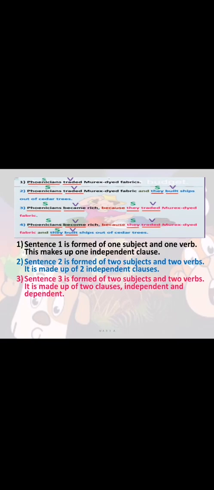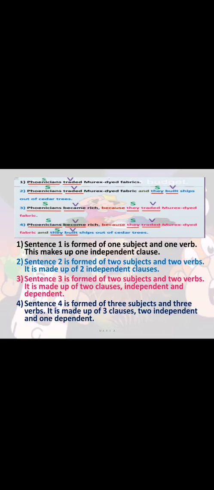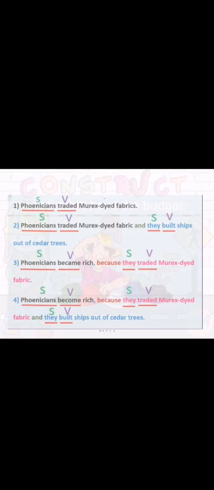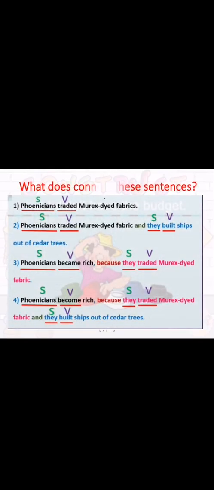Sentence 3 is formed of two subjects and two verbs. It is made up of two clauses, independent and dependent. Sentence 4 is formed of three subjects and three verbs. It is made up of three clauses, two independent and one dependent. What does connect these sentences?